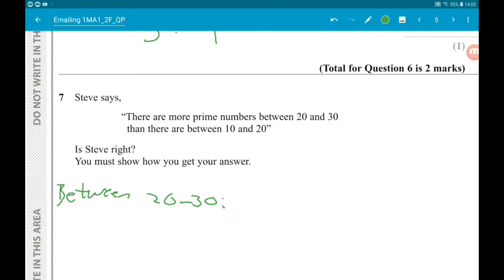So let's go through them. 21 is 3 times 7, so no. 22 even, so no. 23, yes. 24 even, no. 25 is 5 times 5, no. 26 is even, no. 27 is 3 times 9, so no. 28 even, no. 29 prime.